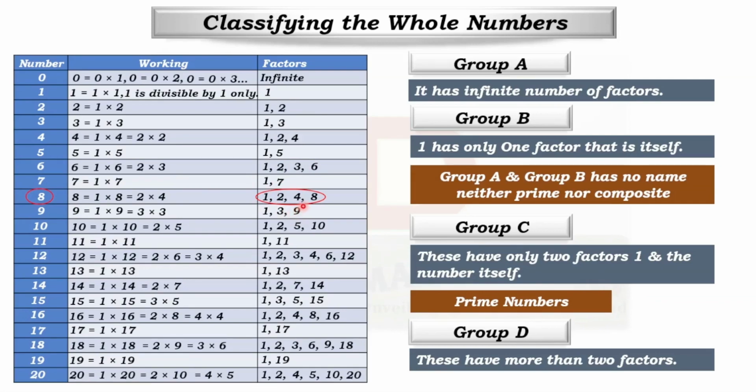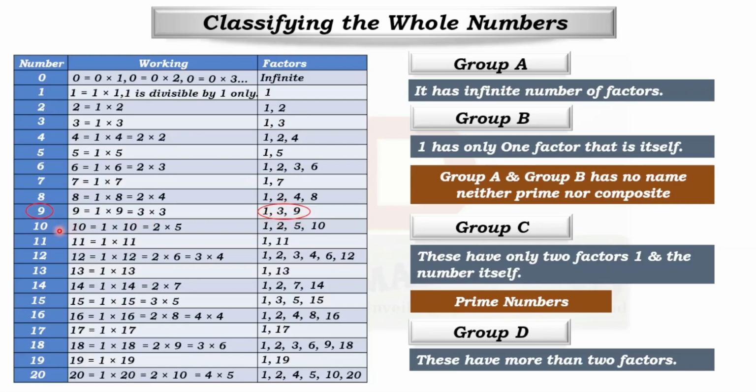The next number 9 also has three factors: 1, 3, and 9 itself. Means more than two factors. Here 3 is the other factor, from the factors 1 and 9, the number itself.